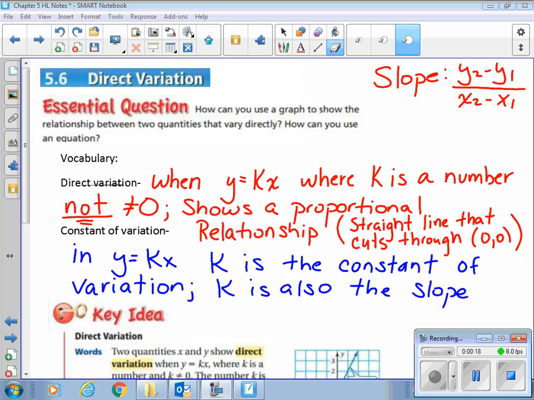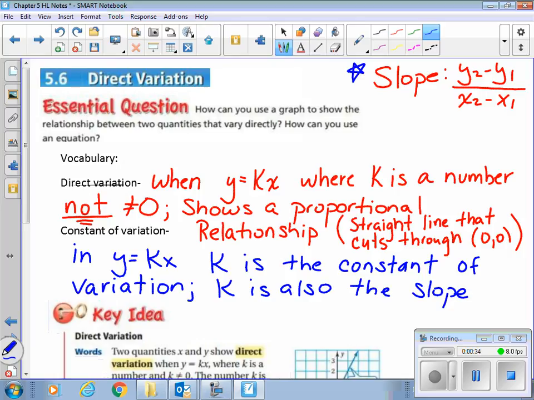So I started off by reminding you how to find slope, because we're actually going to be using that again today. Remember, that's your difference in y over your difference in x, so we subtract two y values and subtract those two x values. And then we have some new vocabulary.